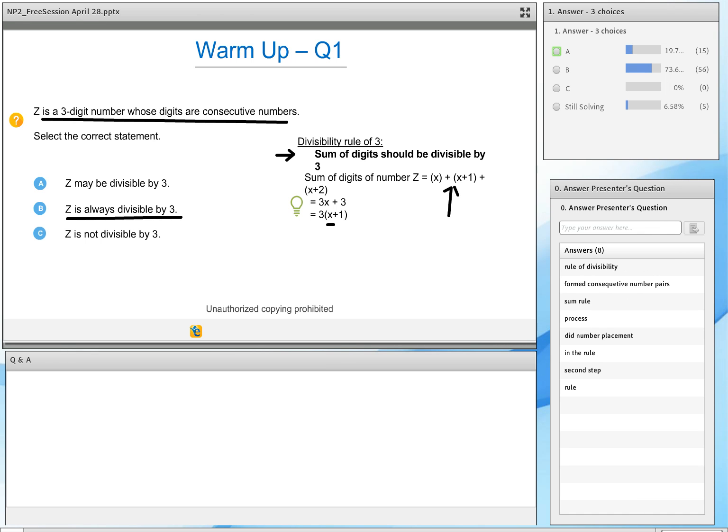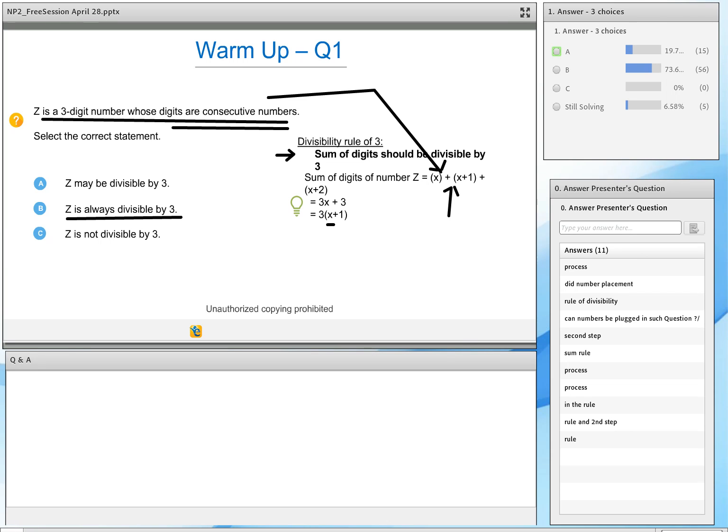Process, okay, second step. All right, so this is a process skill that you need to build. How do you translate the information that the digits are consecutive numbers into mathematical form? How do you do this kind of translation? This is a process skill that you definitely need to build upon. As you go through our e-GMAT course, you will see different application files teaching you these process skills.